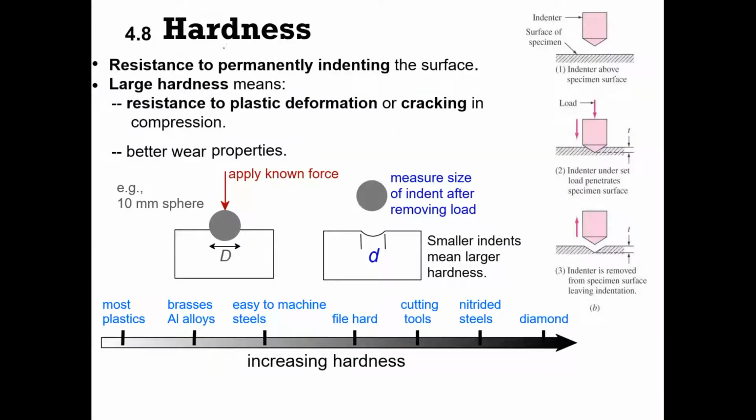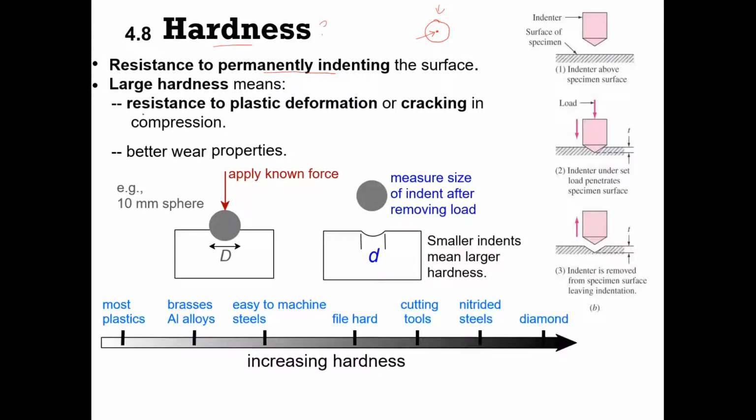Let us look at hardness properties. What does it mean by hardness? How do we define hardness? Hardness is a measure of a material's resistance to localized plastic deformation, so permanent indenting. Let's say we have this material and we try to apply a load at a very small location. The resistance of this material to plastic deformation at this pinpoint is known as hardness.